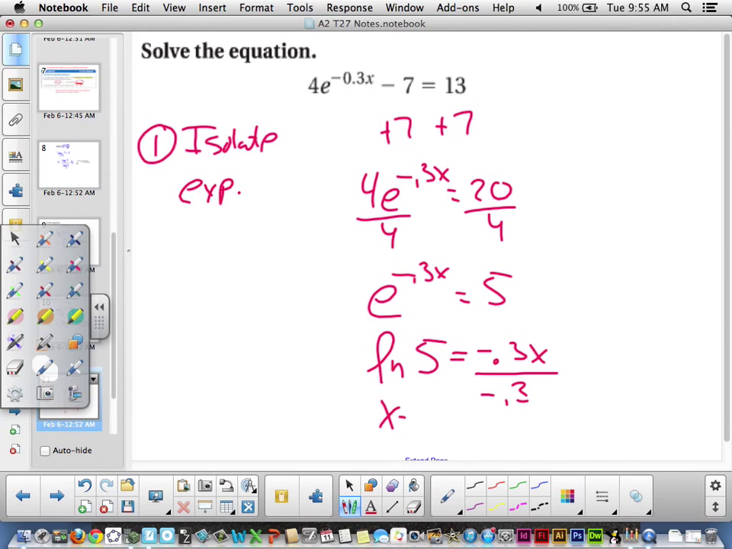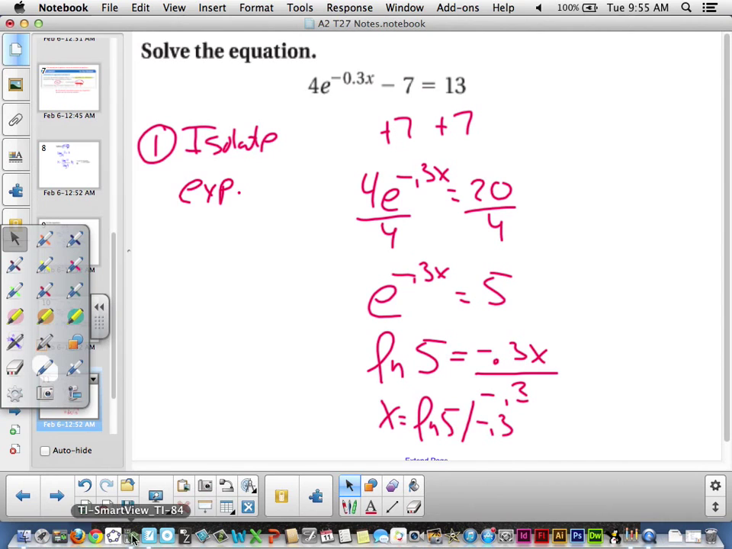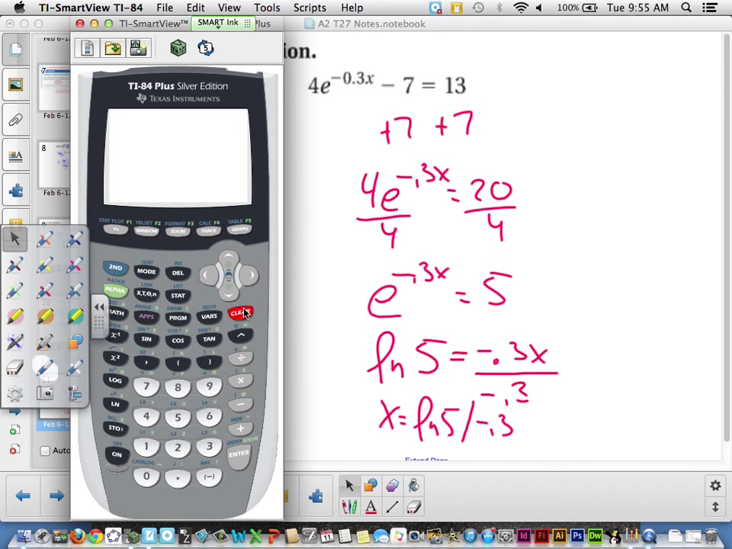And x equals natural log of 5 divided by negative 0.3, which we can estimate out to be, remember to close your logs, or otherwise there's going to be mistakes, negative 5.36.